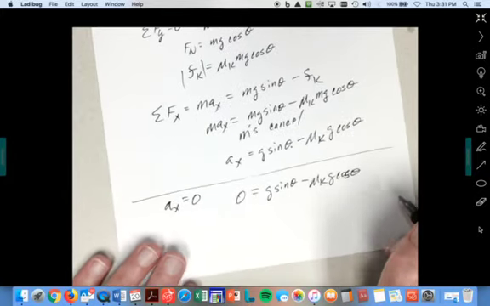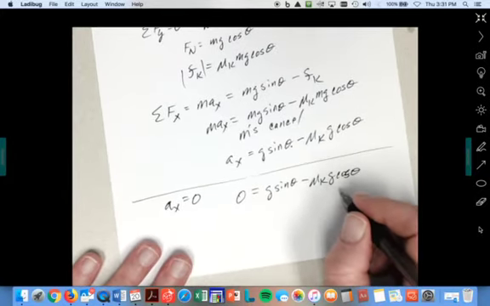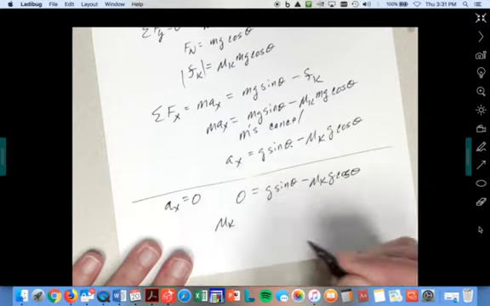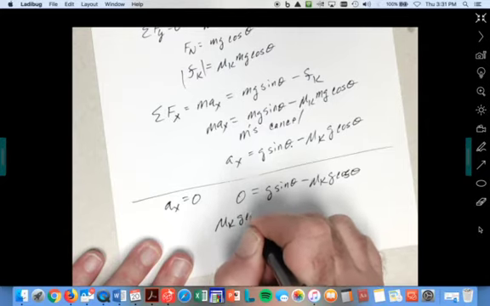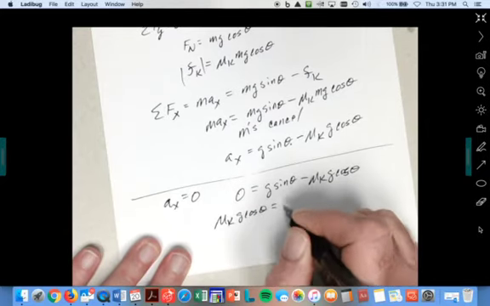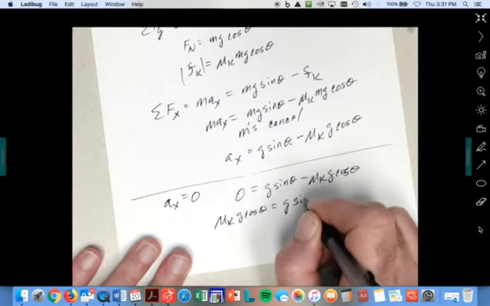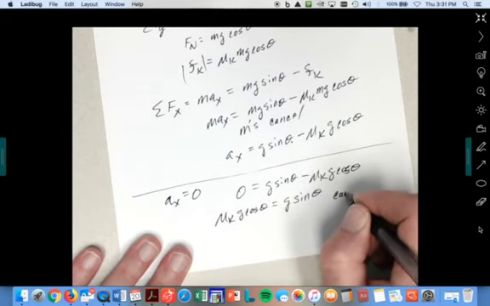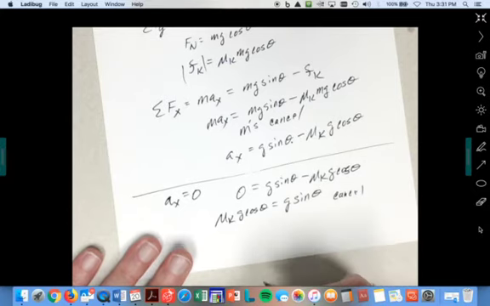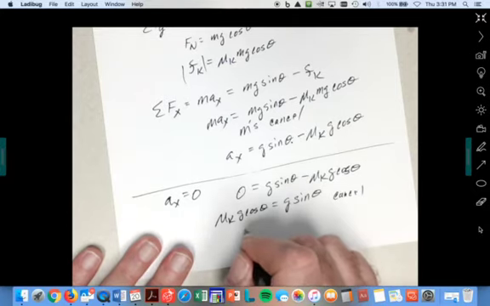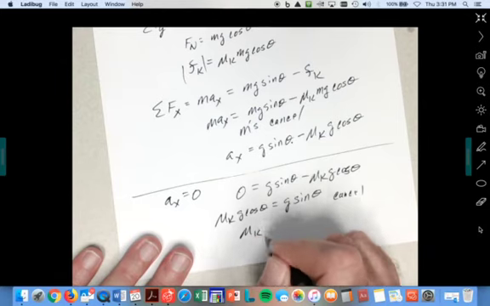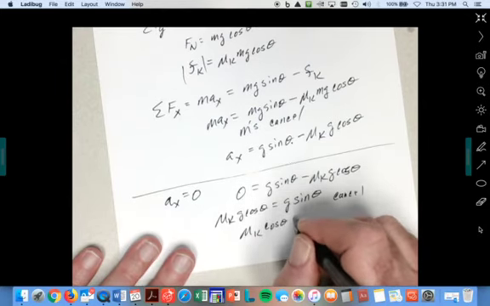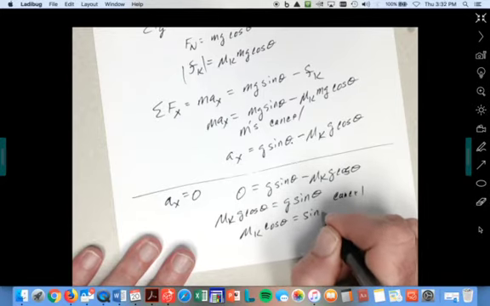All right, and so I'm going to bring this over here. So I've got mu k g cosine theta is equal to g sine theta. The g's cancel, the gravity cancels. Now we're just doing algebra. And I've got mu k cosine theta is equal to sine theta.